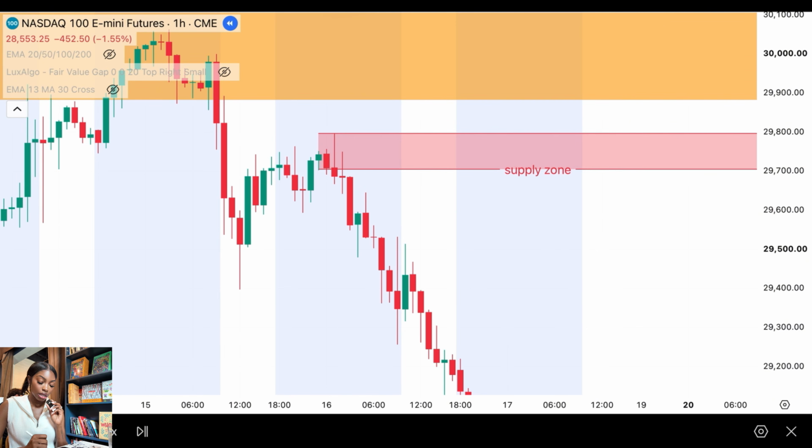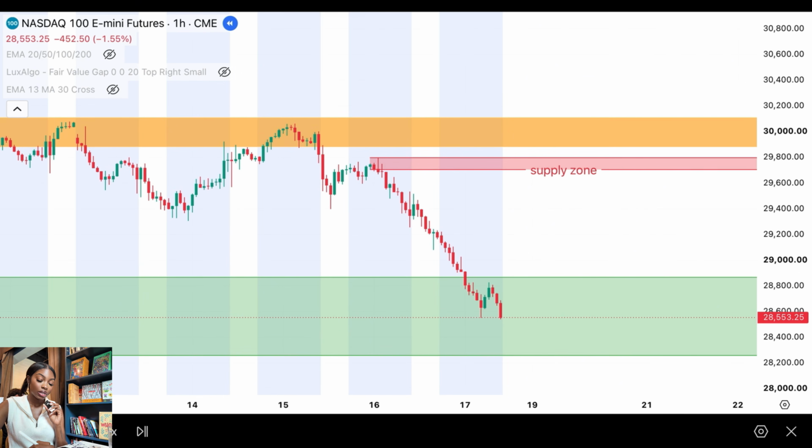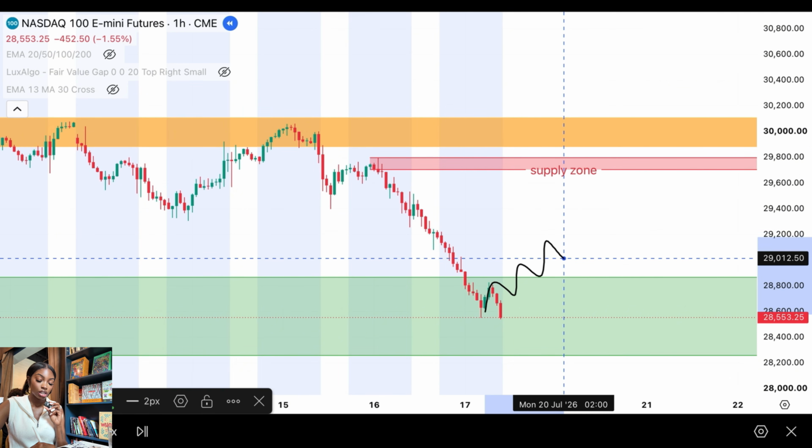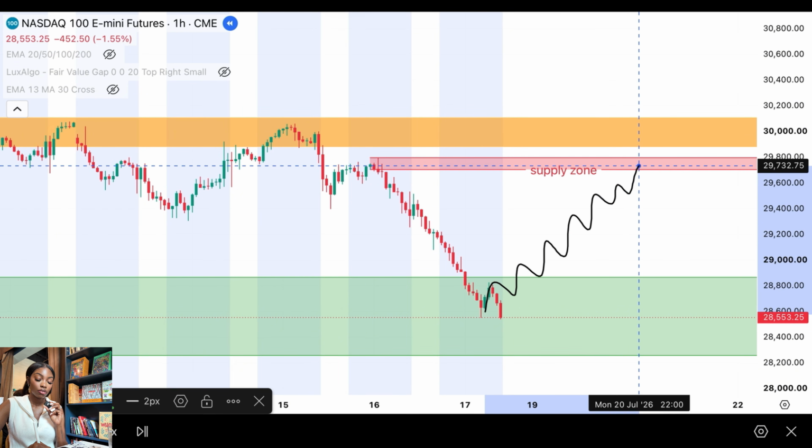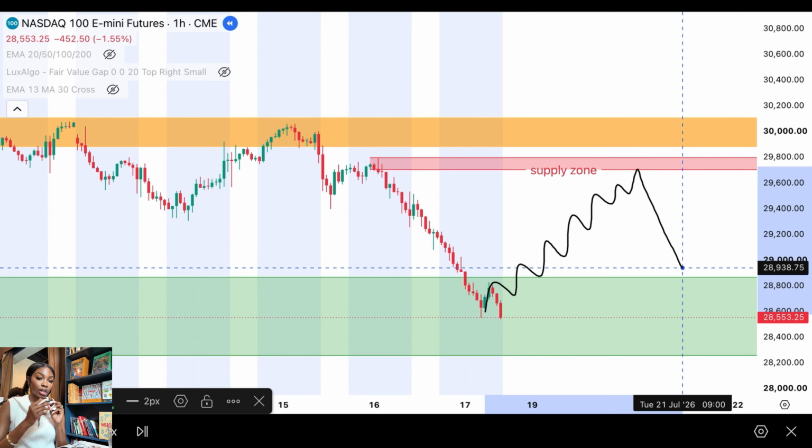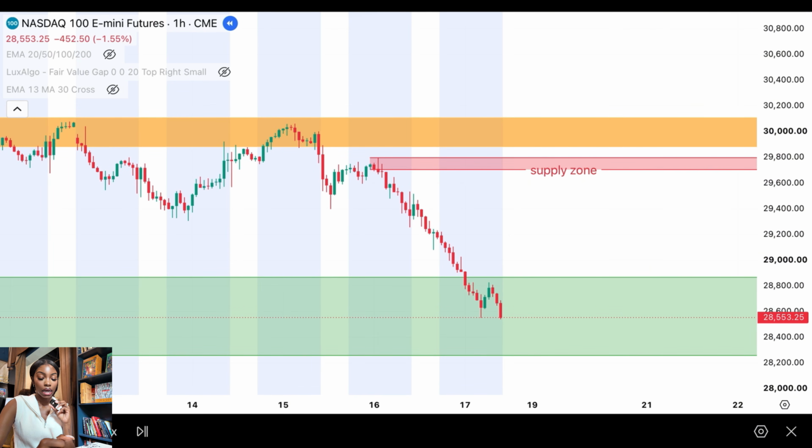What I would kind of classify this as, I can definitely see price turning around down here in this area of interest for buyers, right? And potentially going to the upside and then falling down from this supply zone area. That's kind of what I am eyeing right here.